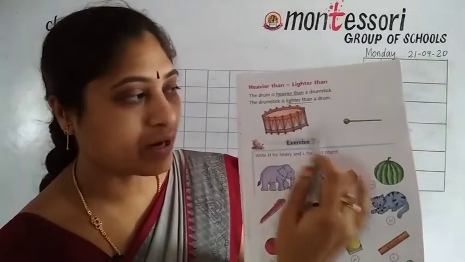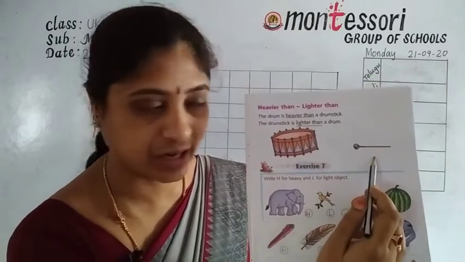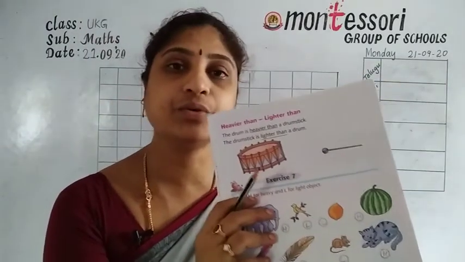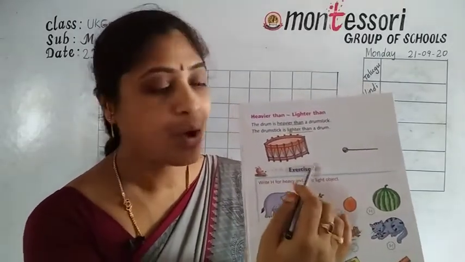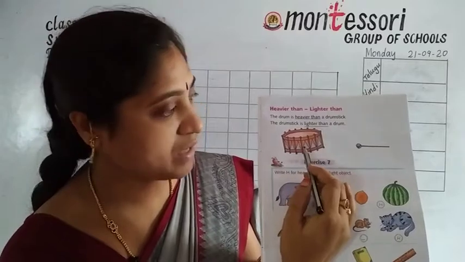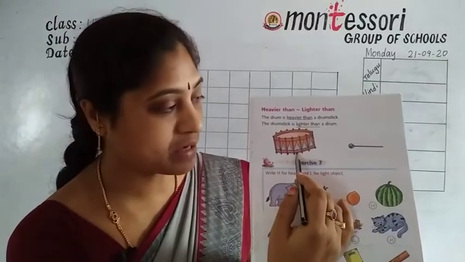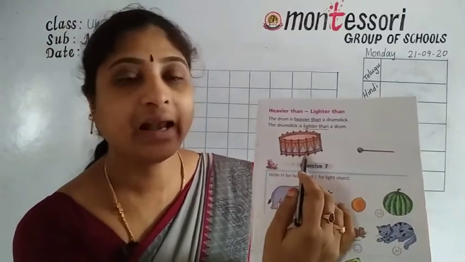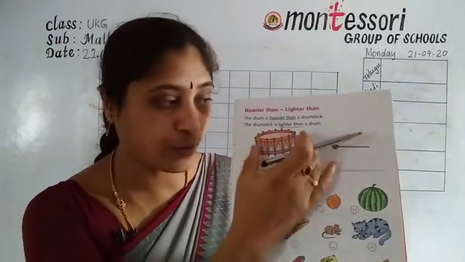Okay, first, what is this? This is a drum and this one is the drumstick. This drums when we are using in functions లలో ఈ drums మనం యూస్ చేస్తాము. Now in this picture the drum is heavier than a drumstick. The drumstick is lighter than a drum. Means this one is the heavier, weight ఎక్కువగా ఉంటుంది.